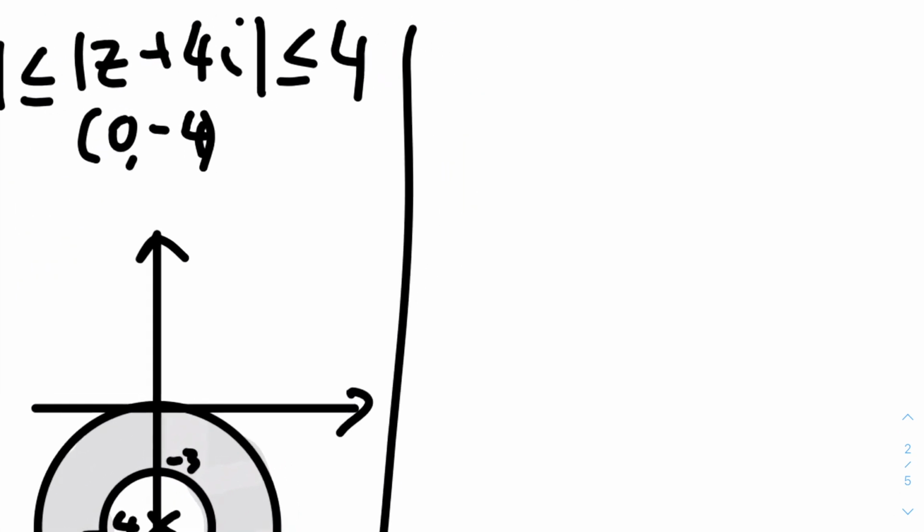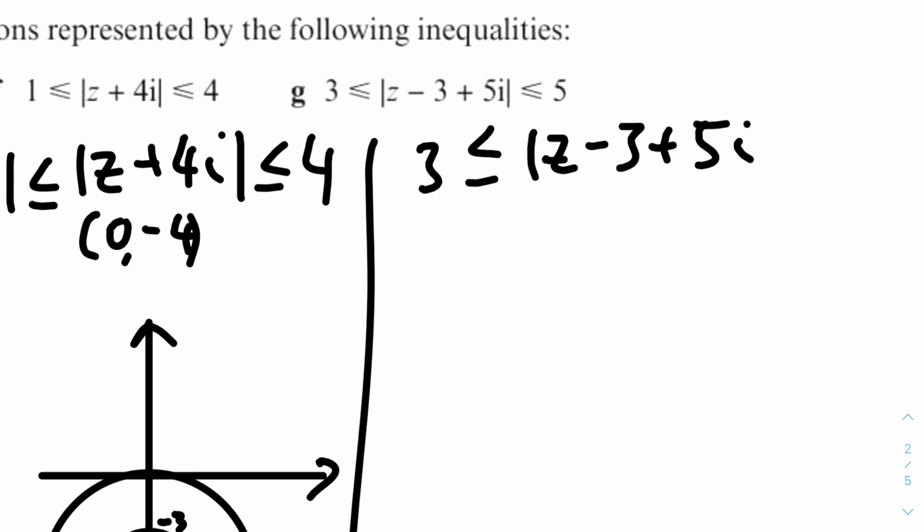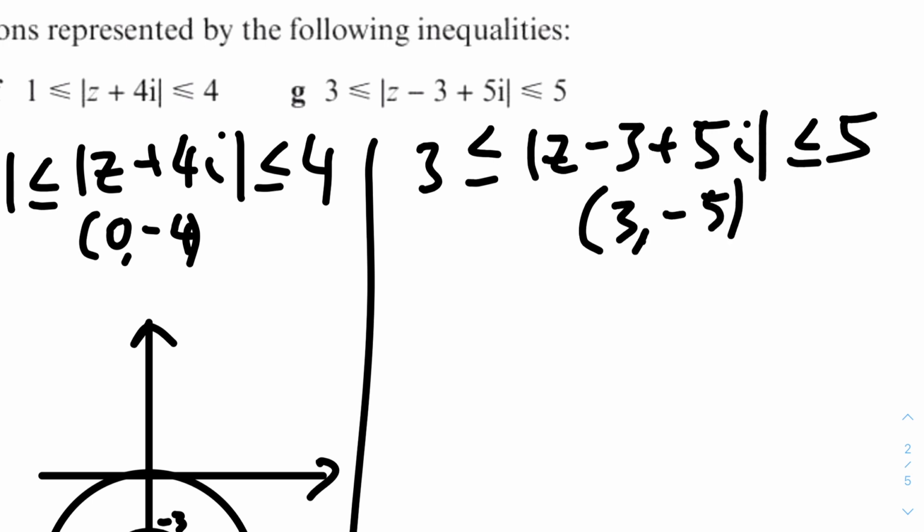So the last question: shade the region that is 3 less than or equal to |z - 3 + 5i| less than or equal to 5. So it's just like the one just now where we had to consider two circles. Straight out of the bat we can know that the center of the circle is at 3 minus 5i, and the two radii are 3 and 5.